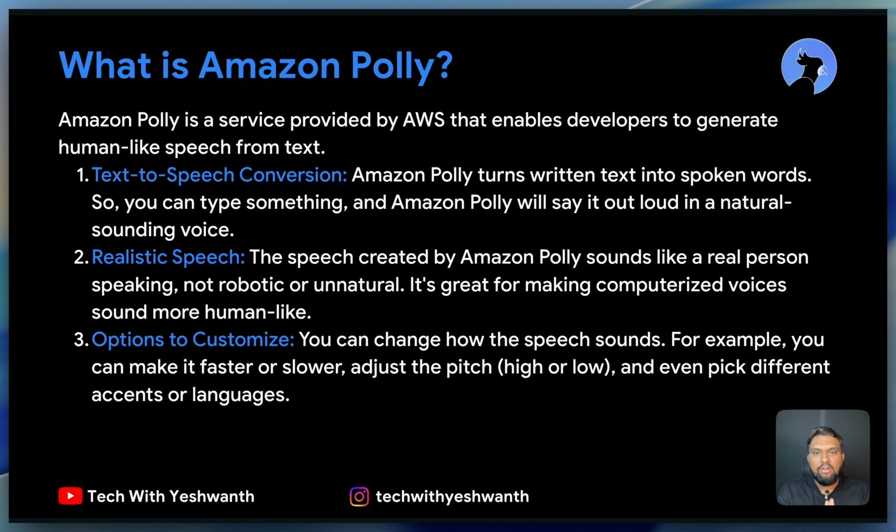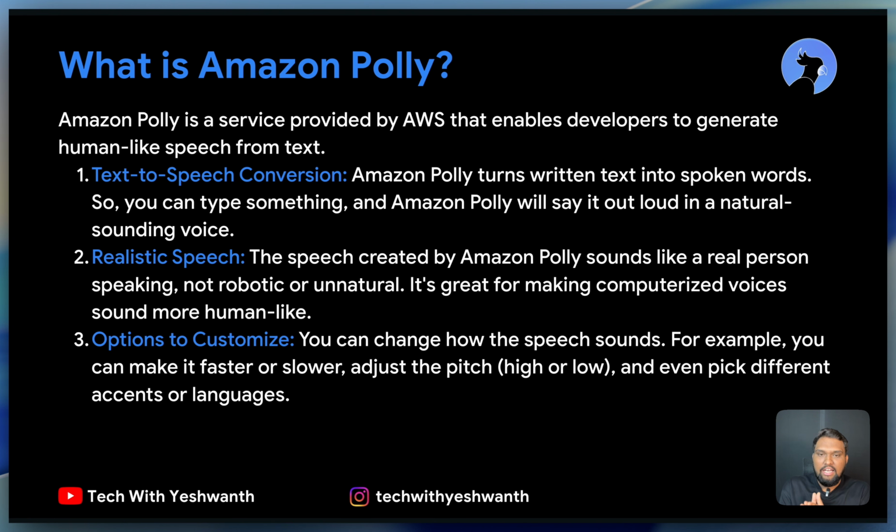Now let us understand what exactly Amazon Polly is. Amazon Polly is a service provided by AWS that enables developers to generate human-like speech from text. Now there are a few features that I wanted to highlight. One is text to speech conversion. Amazon Polly turns written text into spoken words, so you can type something and Amazon Polly will say it out loud in natural sounding language.